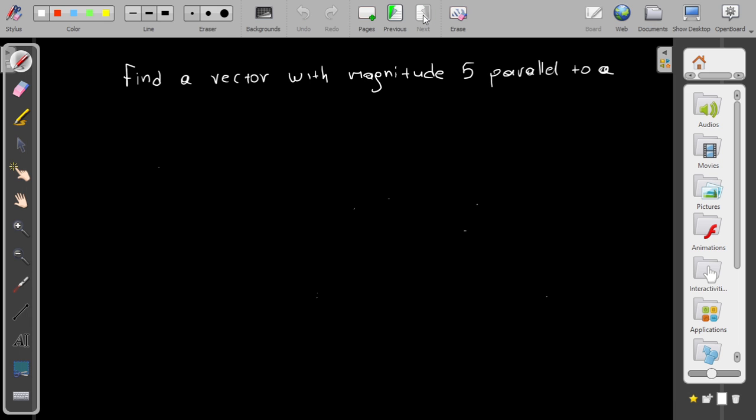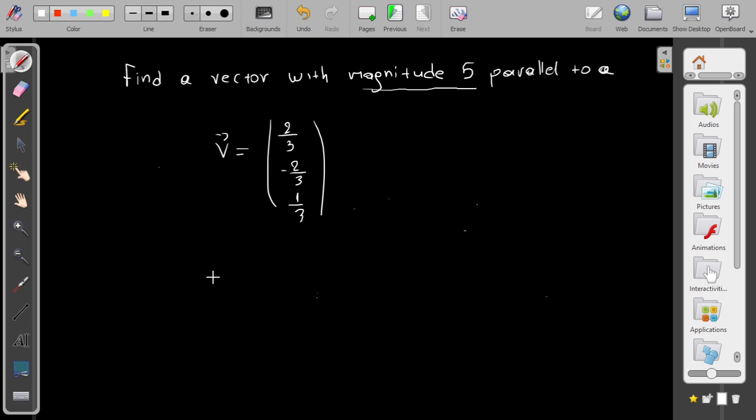Now, how about if they ask me to find a vector with magnitude 5 parallel to A? Now, I just want a vector which has magnitude 5 and it's parallel to A. But since I have my unit vector, how much is my unit vector? My unit vector is (2 over 3, -2 over 3, 1 over 3). This is the unit vector which is parallel to A. I know that the magnitude of that is 1.